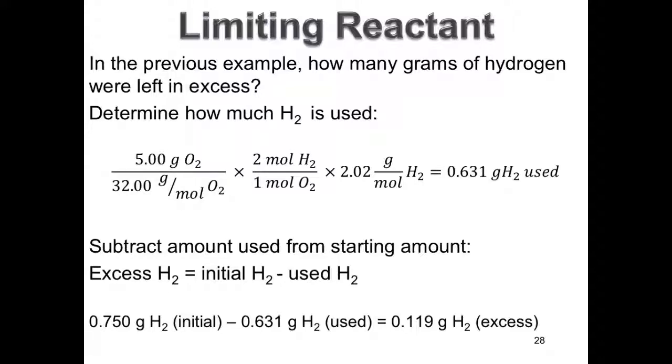To calculate the excess, take the initial amount, 0.750 grams of hydrogen, subtract the used amount, 0.631 grams of hydrogen, and you find you have 0.119 grams of hydrogen in excess.